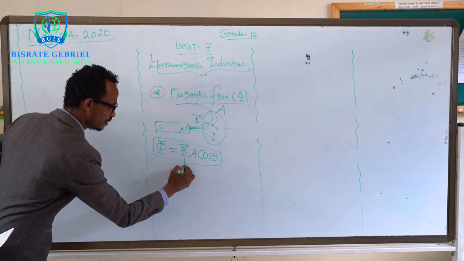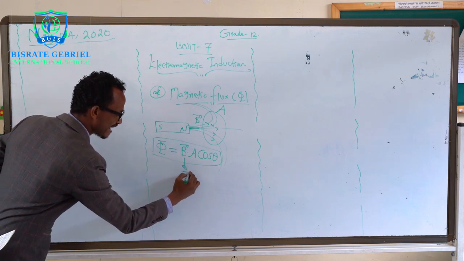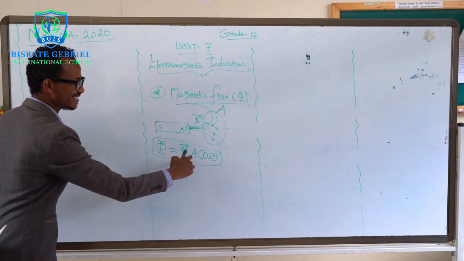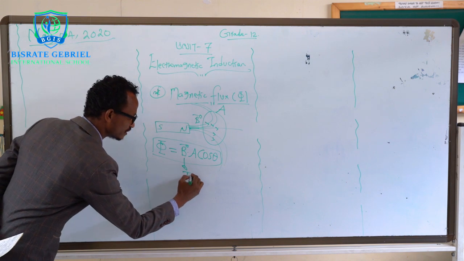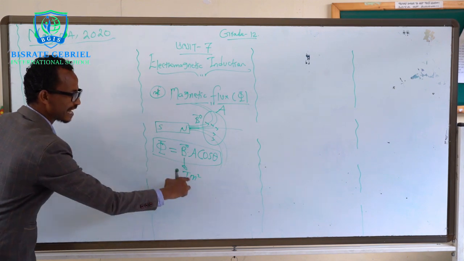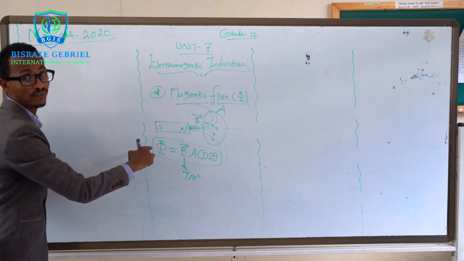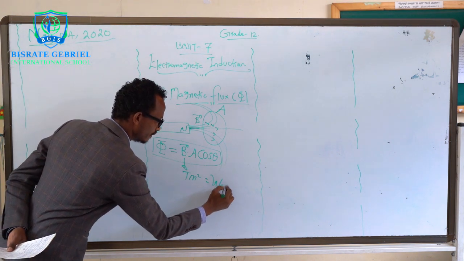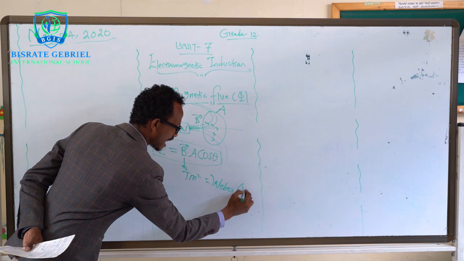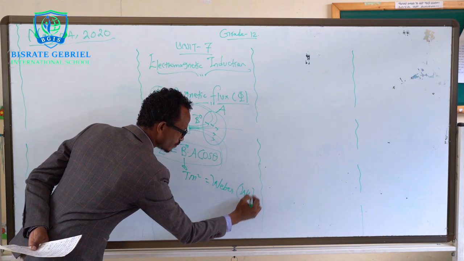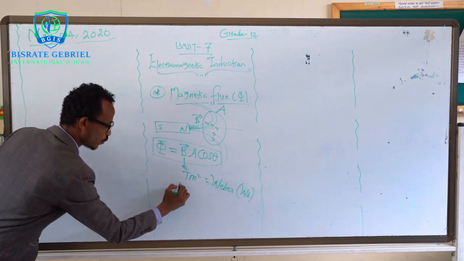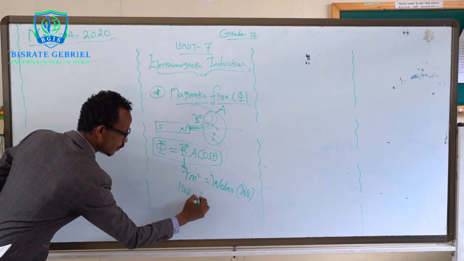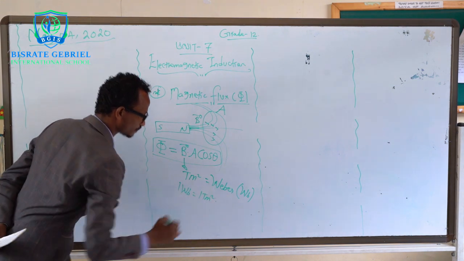As you know, the SI unit of magnetic field is Tesla, denoted by T, and the SI unit of area is meter square. Therefore, Tesla meter square is the SI unit of magnetic flux, which is collectively known as Weber, abbreviated as Wb. So 1 Weber is equal to 1 Tesla meter square.